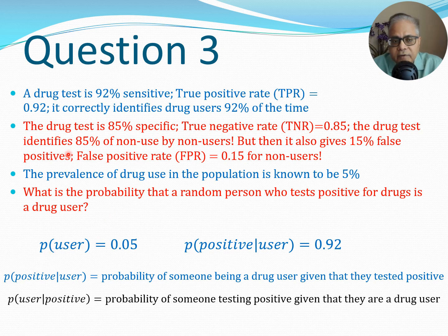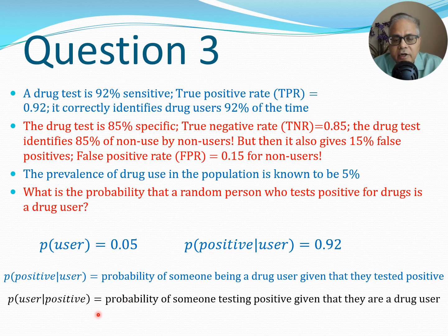So from the numbers we have been given here, we can see that P(user) is 0.05. That's from this third bullet point here. We also see that P(positive | user) is 0.92. So this is coming from the first bullet here. That means, or rather I should say more formally, that P(positive | user) is the probability of someone testing positive given that they are a drug user. So this particular number is given as 0.92. This is the true positive rate for this drug test.